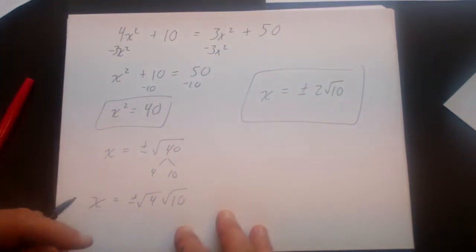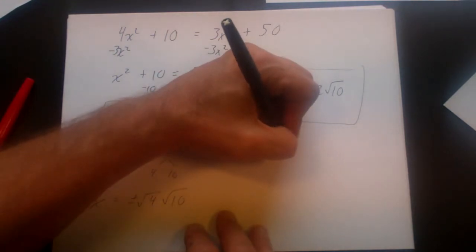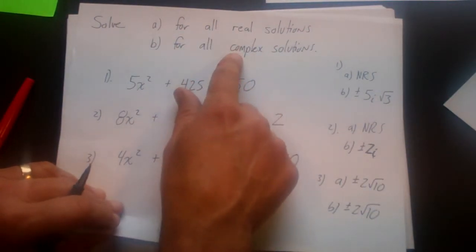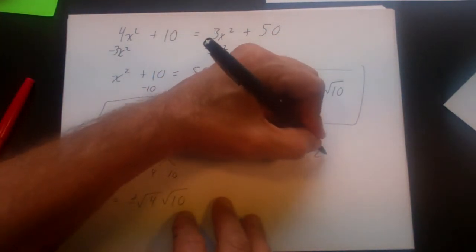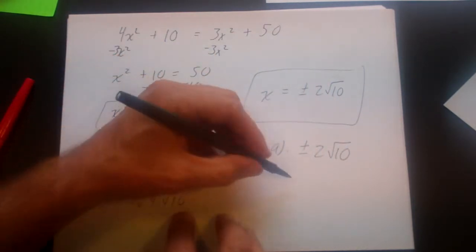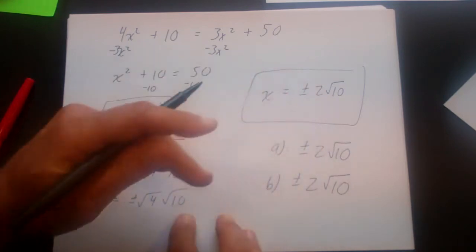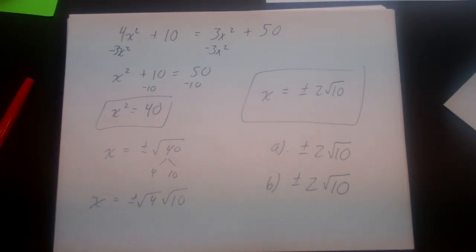And these are both real and complex solutions. So the answer to A, remember the original question was solve for all real solutions and then solve for all complex solutions. The real solutions will be plus or minus 2 root 10, so there's 2 real solutions. And there's also 2 complex solutions, plus or minus 2 root 10. And that's how you solve complex numbers. SQUEBFTSR using i.